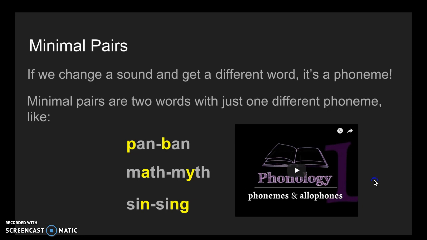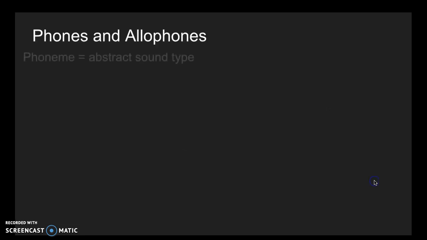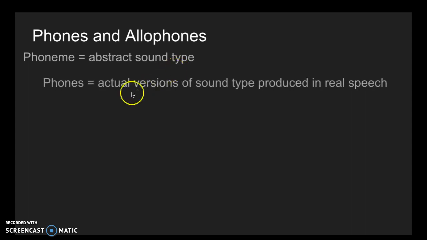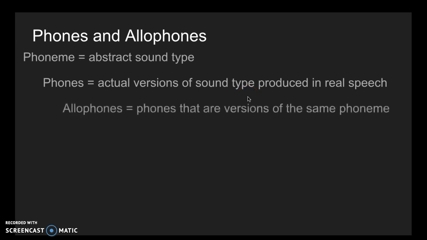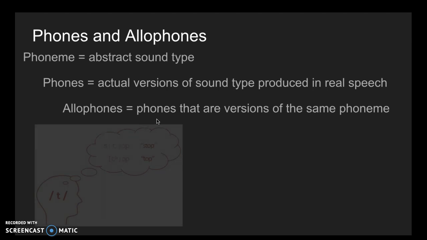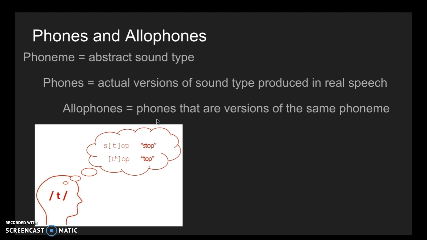So let's take another look at allophones. So we've already talked about phonemes, abstract sound types. And then the phones are the actual versions of these sound types that we produce in real speech. So what are allophones? Well, allophones are phones that are versions of the same phoneme. I know, this is a lot of similar vocabulary altogether. Let's take a look at some visuals here.